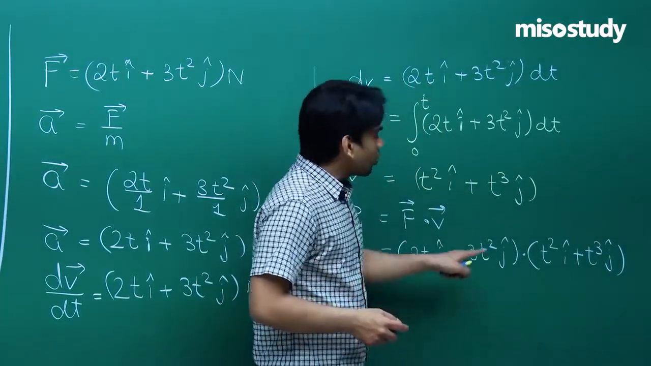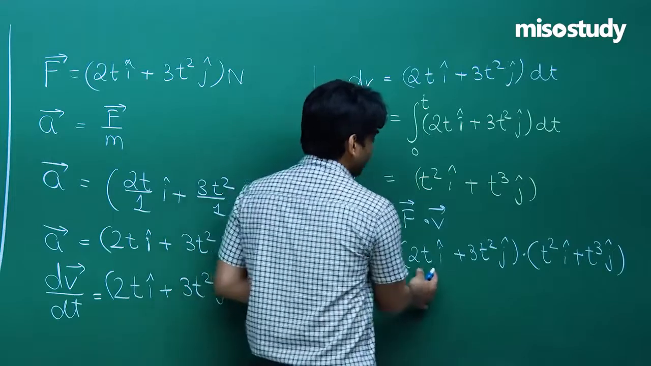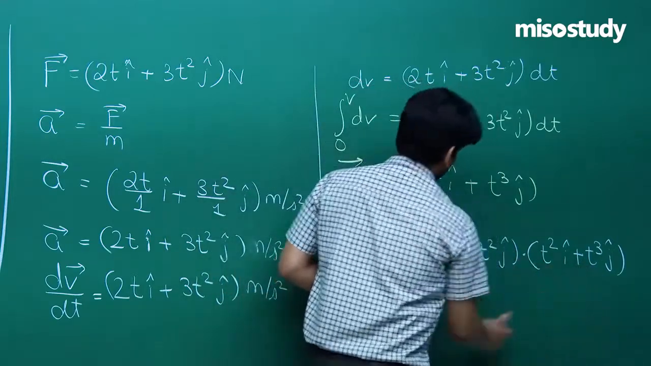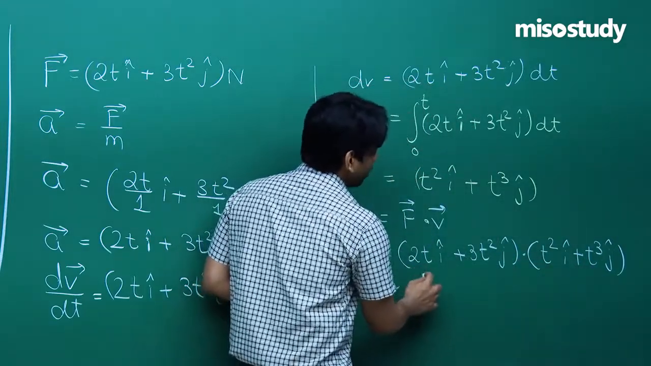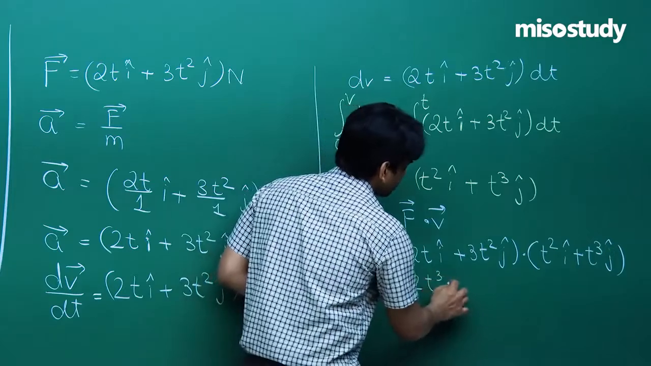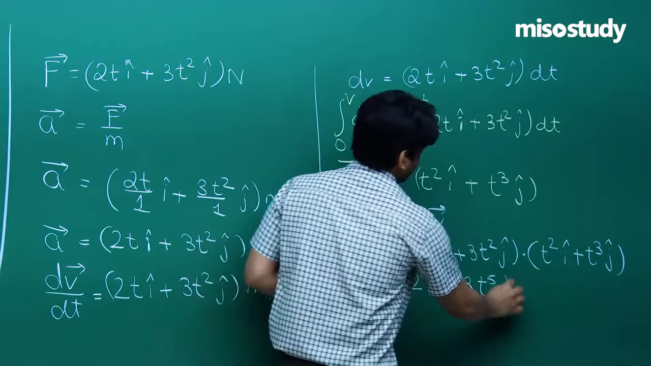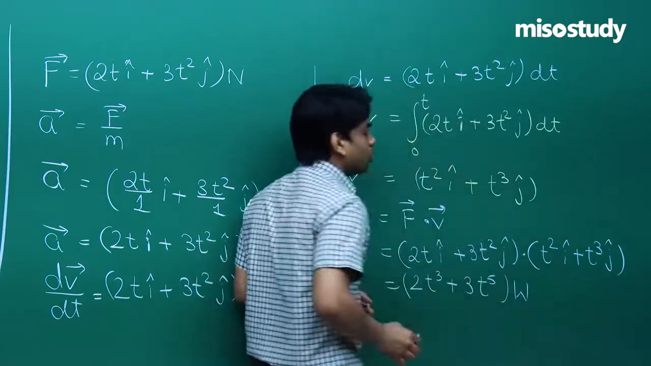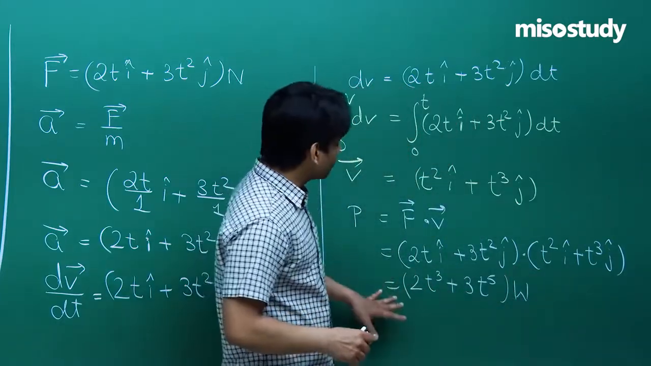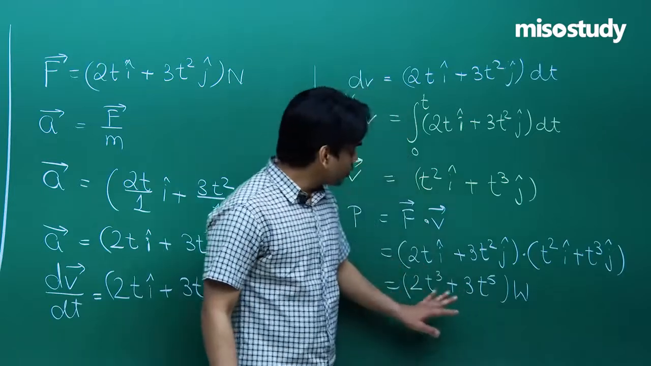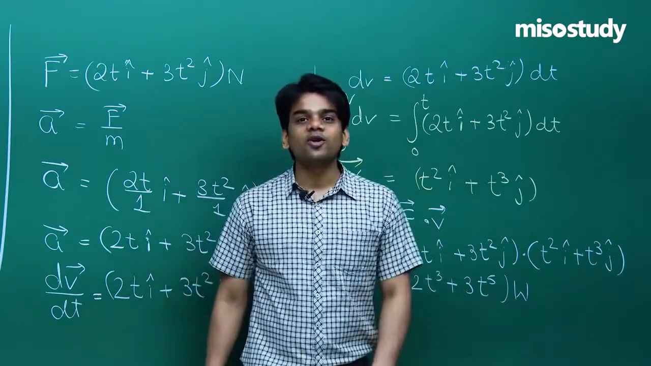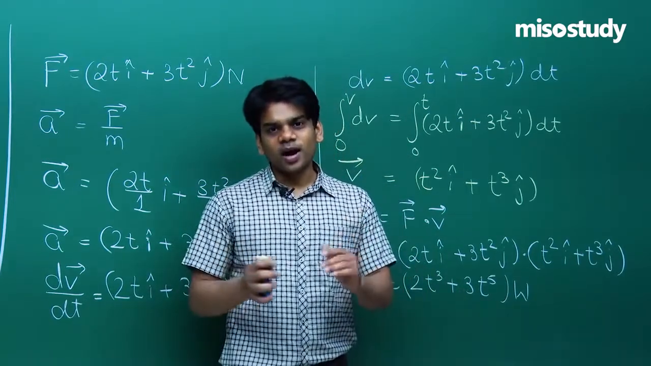Now just take the dot product: multiply this with this and this with this, and we will obtain 2t cube plus 3t to the power 5, in watts. Because all quantities are in proper SI units, power will appear in watts. So 2t cube plus 3t to the power 5 is the value of the function for power.